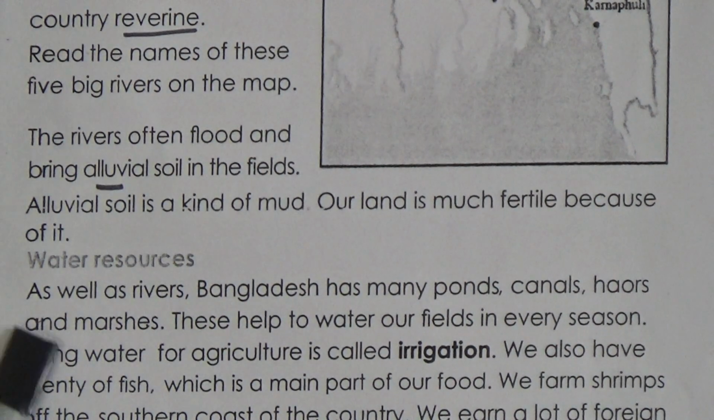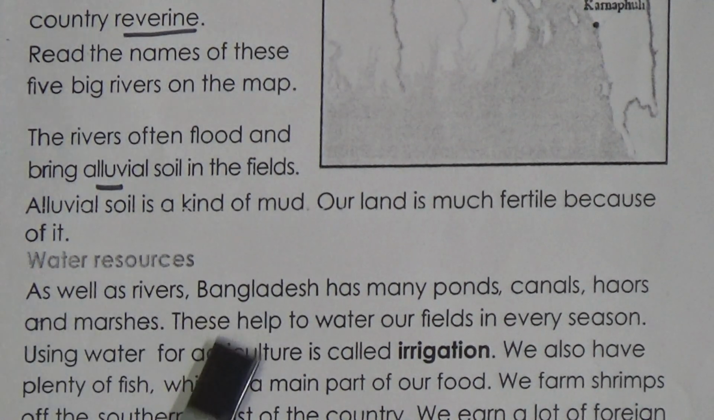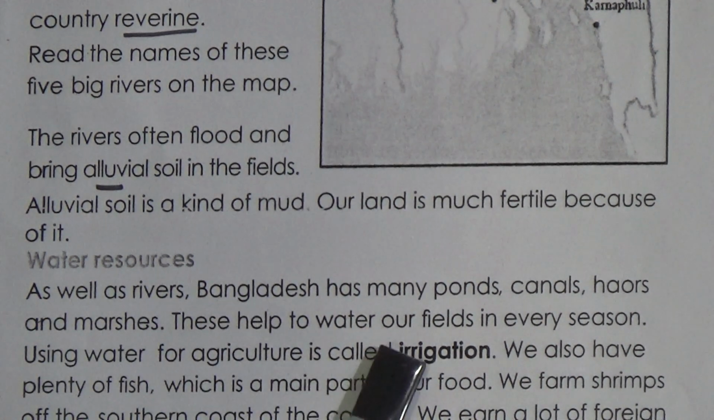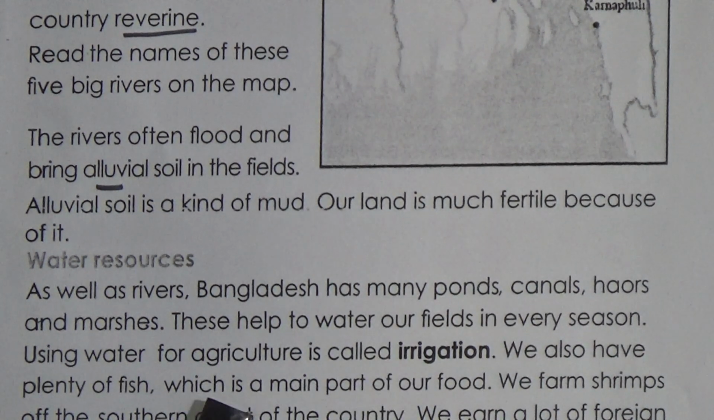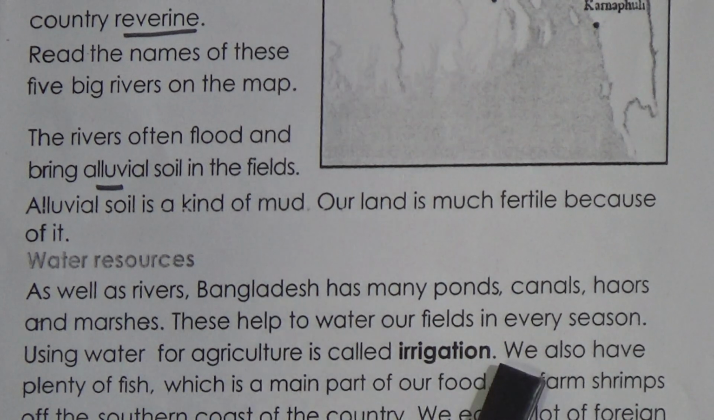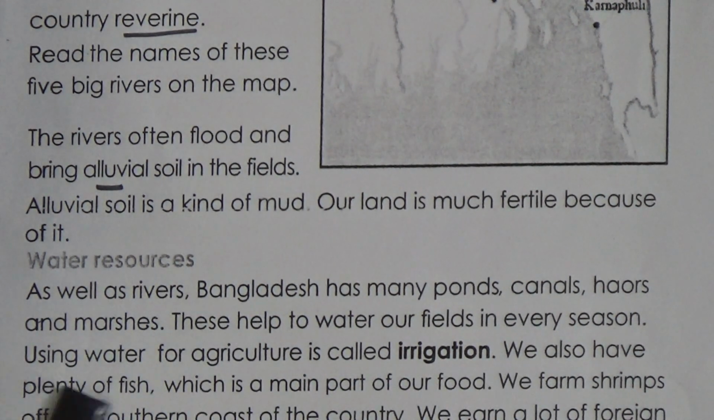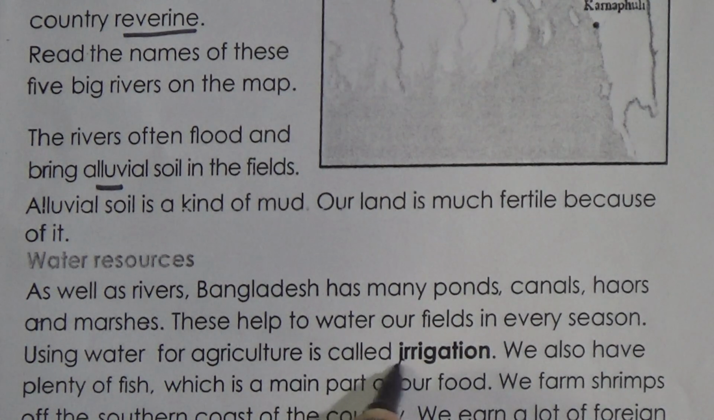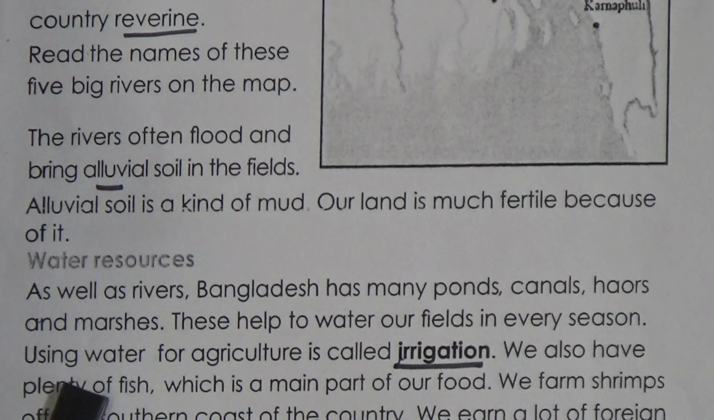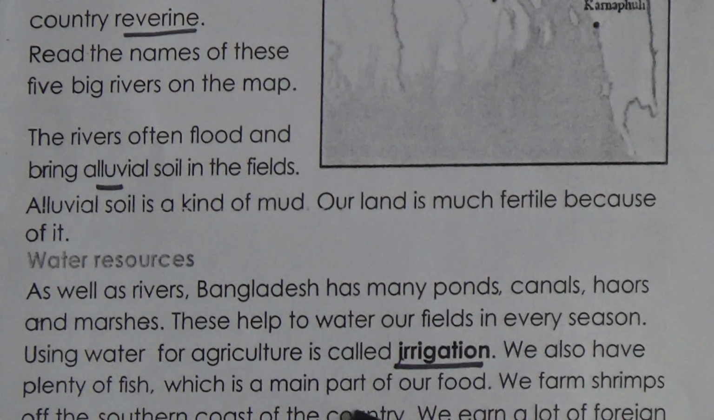Water resources. As well as rivers, Bangladesh has many ponds, canals, haors and marshes. This helps to water our fields in every season. Using water for agriculture is called irrigation. This is very important for your fill in the blanks. So using water for agriculture is called irrigation.